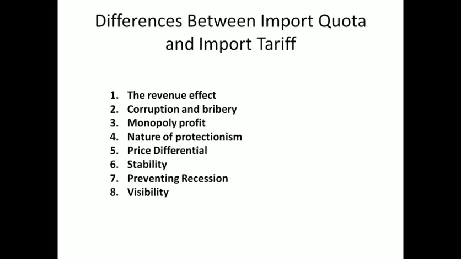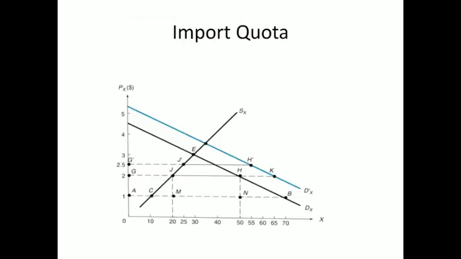Then we have the next difference, that is the nature of protectionism. In this protective effect, the tariff shelters the domestic market from competition by foreign firms, while an import quota offers protection to old inefficient firms, as import licenses are generally offered to them. Then the difference is the price differential. We already have seen this thing through this diagram.